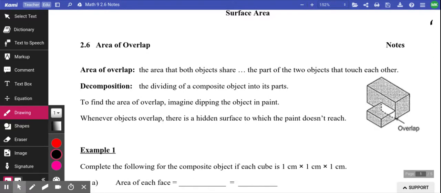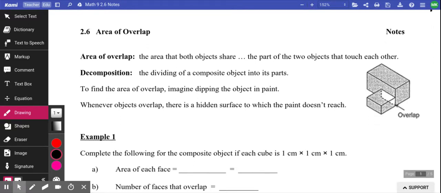your practice booklet. When you're trying to figure out the surface area of a composite shape, where you have shapes against shapes, you're going to have an overlap region. That's what today's about. Today's about figuring out the overlap in between two different things. We call it the area of overlap. That's what this whole lesson will be.